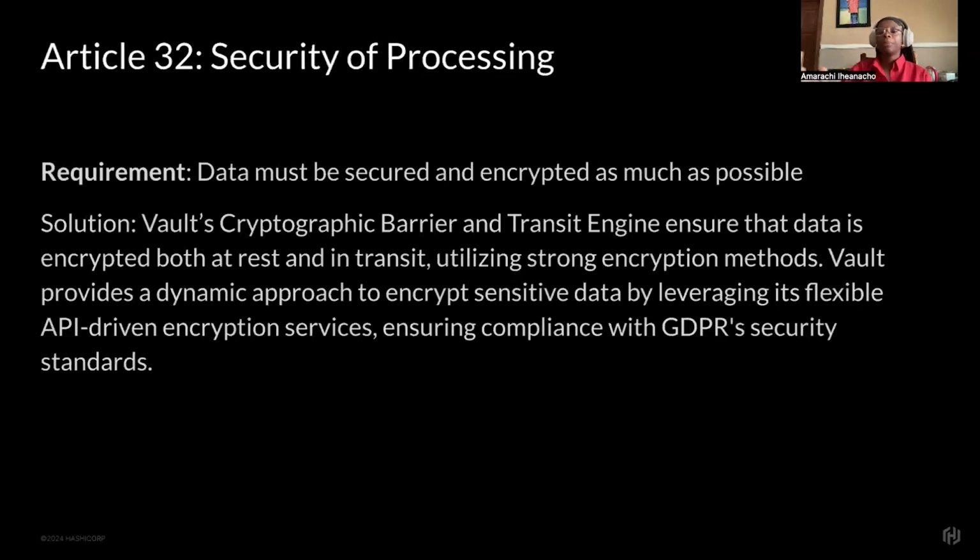So the whole security of processing means that no matter where your data is, whether it's moving, whether it's in transit, whether it's at rest, it should be secured and encrypted as much as possible. And if you remember back then, I told you that Vault helps you encrypt your data. So this is something that Vault will help you with and makes it very easy for you to do this. And you can do this with the cryptographic barrier and transit engine. And this is available also in the Vault free version, which I'm going to show you how to do.